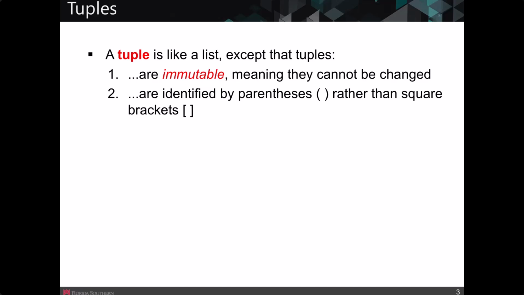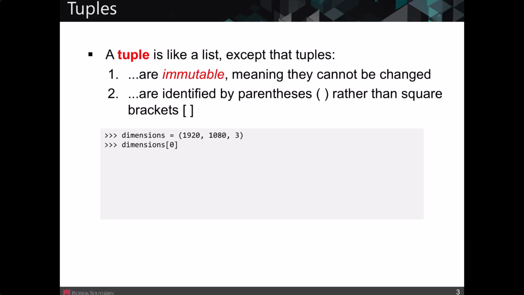So a tuple is like a list, except that tuples are immutable. So that means they can't be changed. The other key feature is that they're identified by parentheses as opposed to square brackets. So for example, here would be a tuple called dimensions that contains three numbers, 1920, 1080, and 3. You might imagine this could be the dimensions of a color image. So we've got the height and the width and then the RGB, indicated by the three layers there.